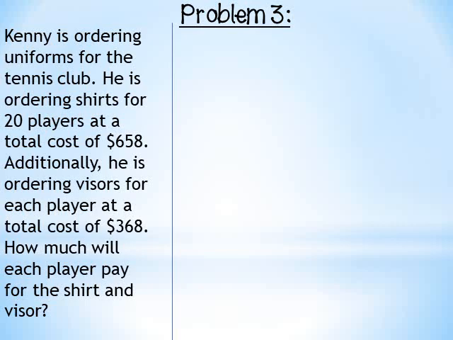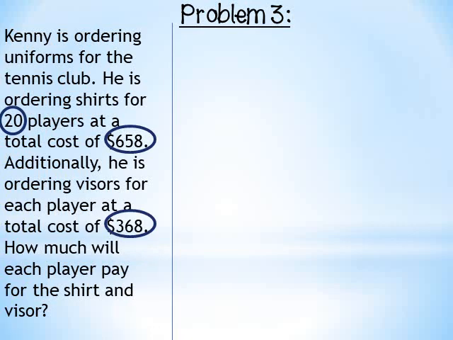So let's think about this. Kenny's ordering uniforms, and each player is going to get a shirt and a visor. And a visor is just kind of like a baseball cap, but it's got an opening on the top part. So they're each getting a shirt and they're each getting a visor. But the problem is that they don't tell you what each player is going to pay for each one of them. They actually tell you how much it's going to cost for all of the players. There's 20 players, and the total cost of the shirts is $658. And the total cost of the visor is $368.